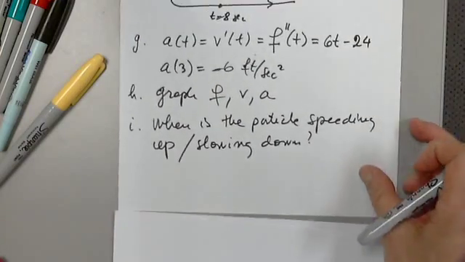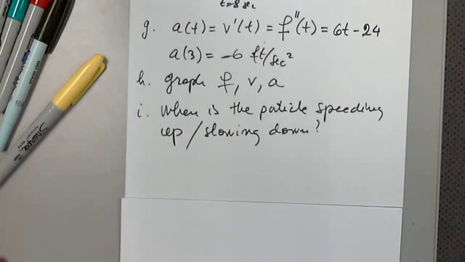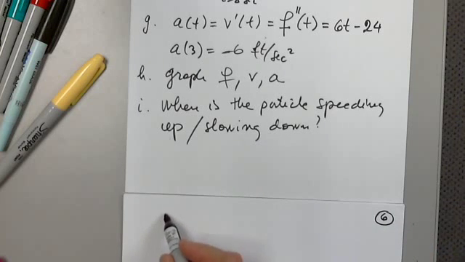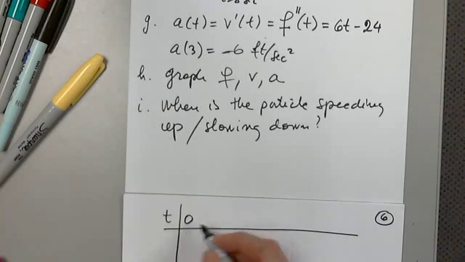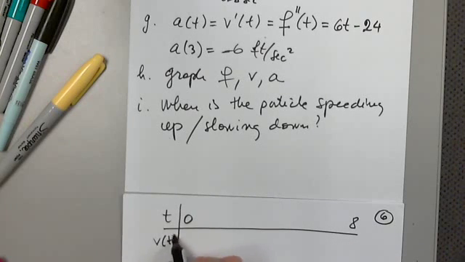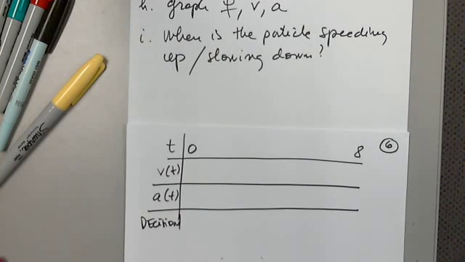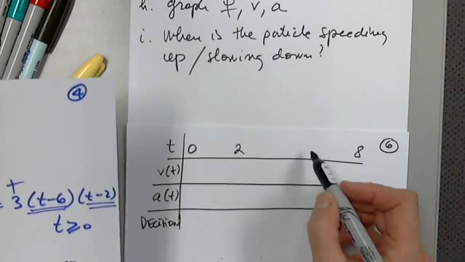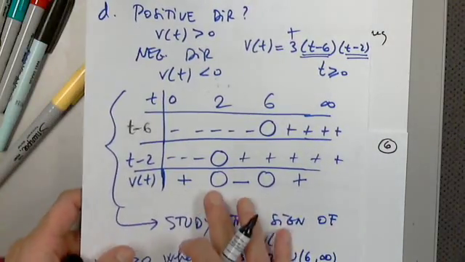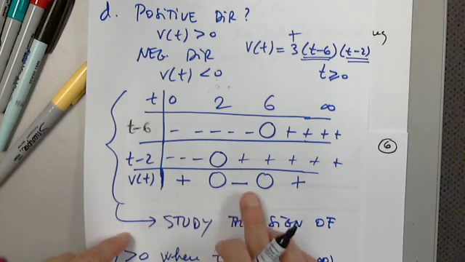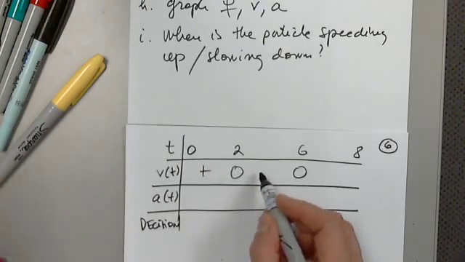Again, I recommend a table, the exact same table that we looked at a few minutes ago with f and f prime. Same idea. So t, 0 to 8, v, a, decision. From the previous chart, I copy what I have from velocity. What do I know? I know that at 2 and 6, the velocity is 0. Before 2, the velocity is positive. In the middle, negative, and outside, positive. So positive, negative, positive.